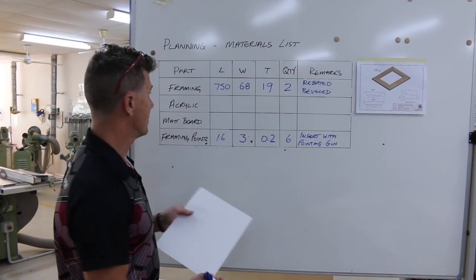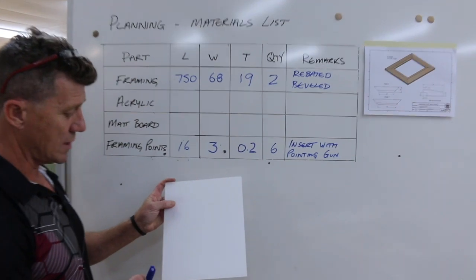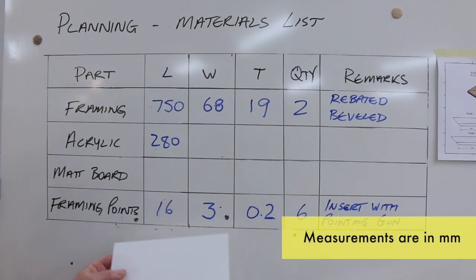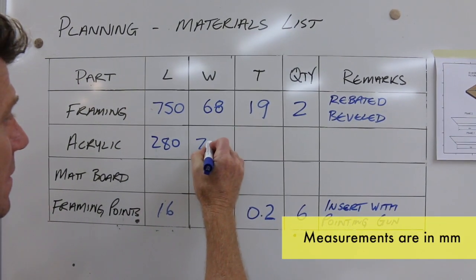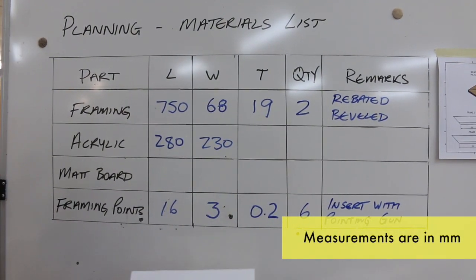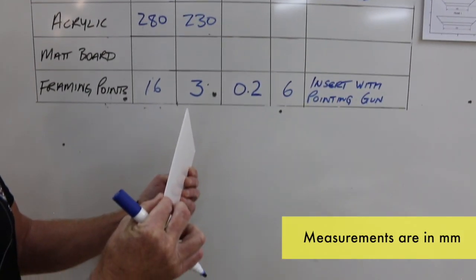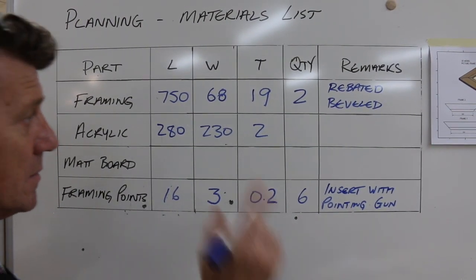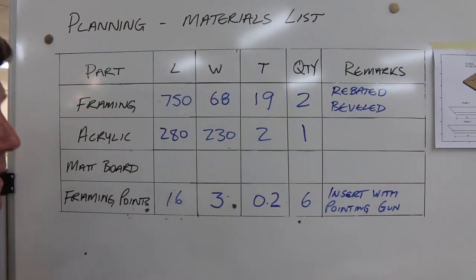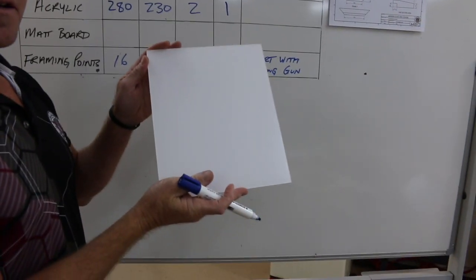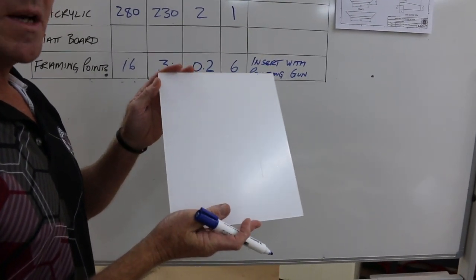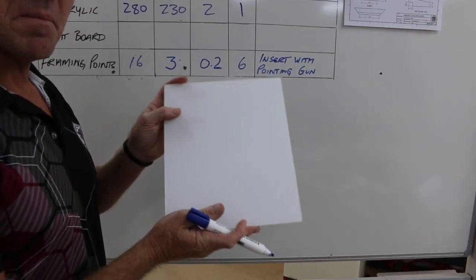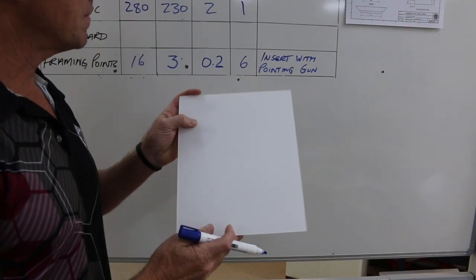So let's write that in. Our length was 280. Our width was 230. Our thickness is 2mm. And the quantity this time is only 1. In the remarks, I'm going to say cut to fit. So even though we've measured the acrylic to fit into that hole, it may not fit unless we adjust that.